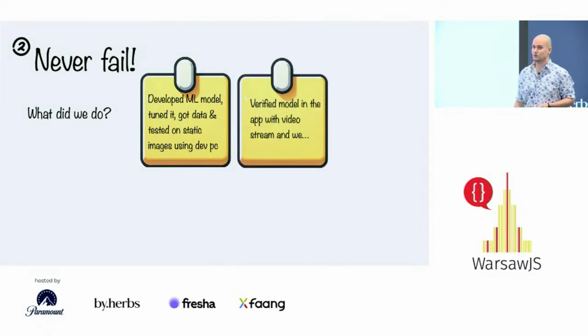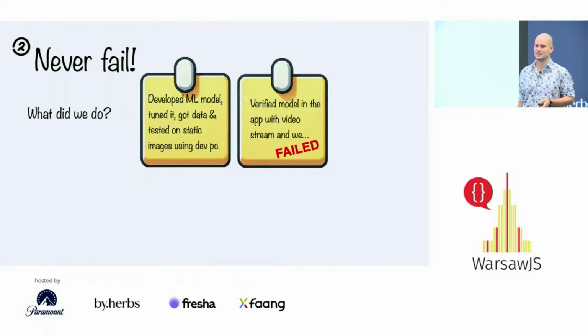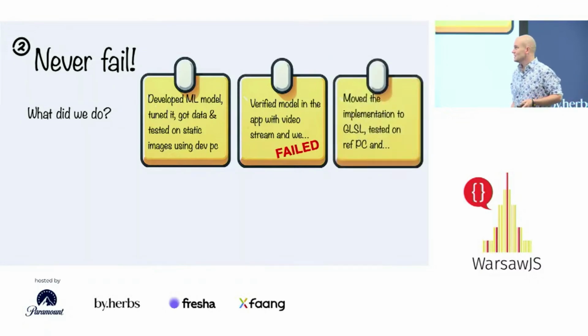We then verified the model inside the application with the video stream. And we failed. It was a complete disaster. It was running absolutely like a slideshow. I'll tell you on the next slide why, from the technical perspective. Then we did a lot of optimization that failed. We finally decided to create our own framework to run machine learning models in JS. We tested it on the reference PC this time, and we failed one more time.